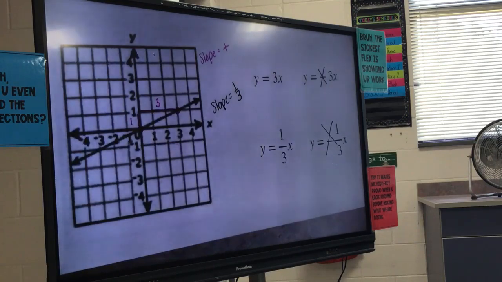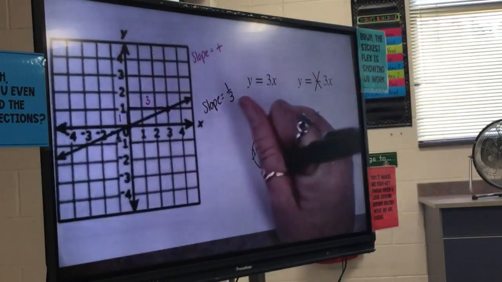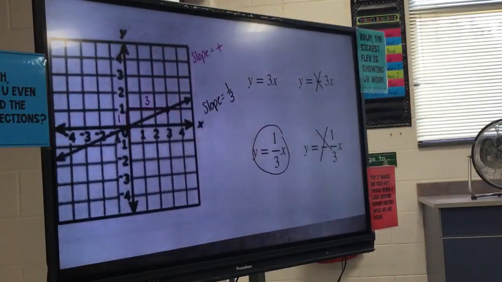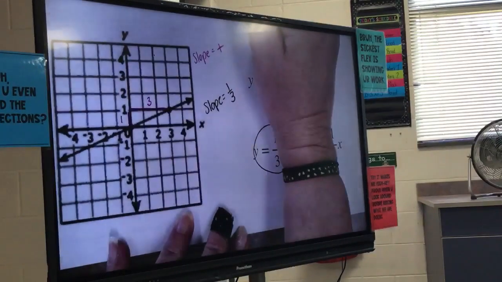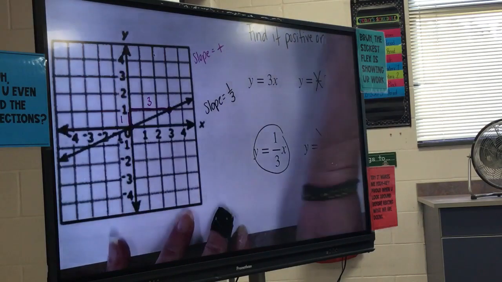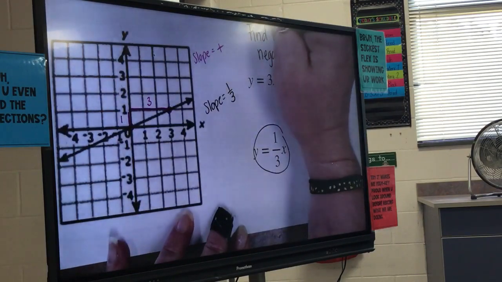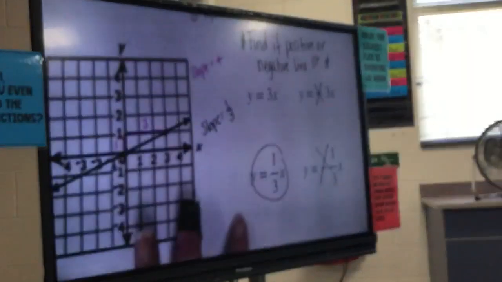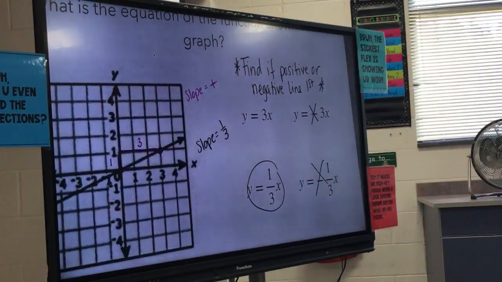Based off of what our slope is, which one is our answer? Nevaeh. Y equals 1/3 x. Sorry, forgot to put that. I would find if it's a positive or negative line first, and then go from there.